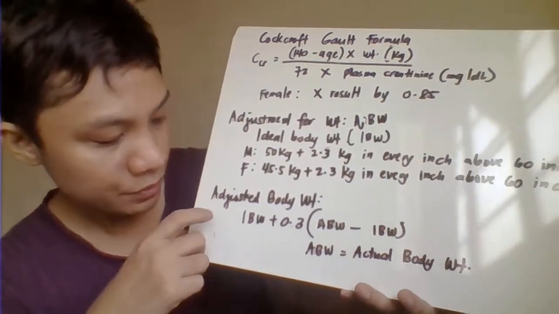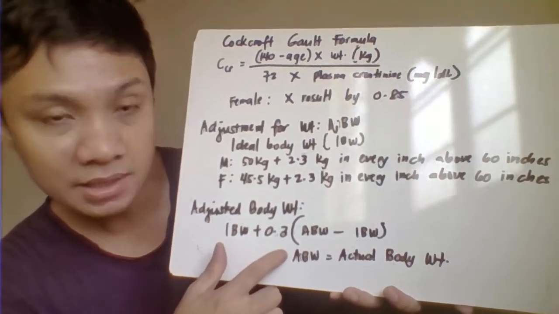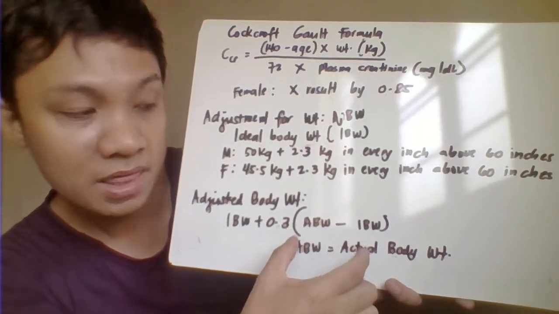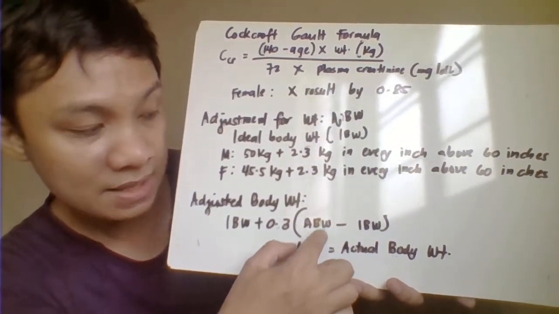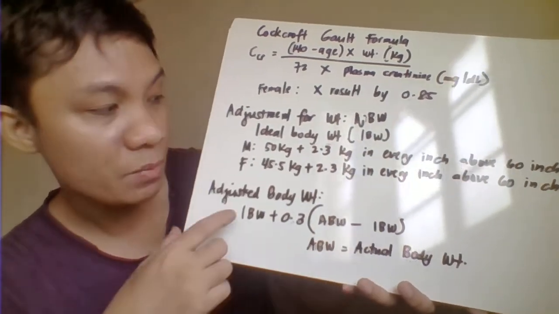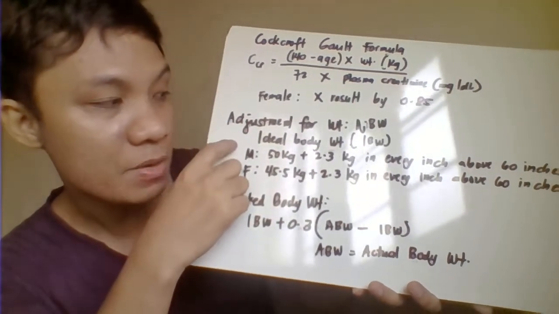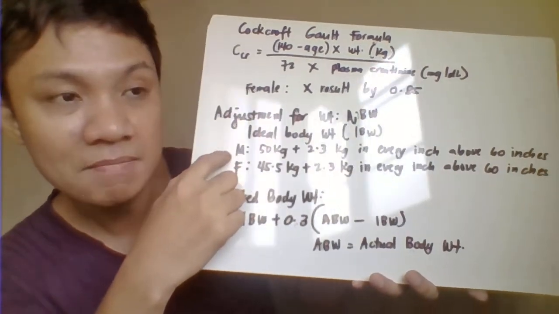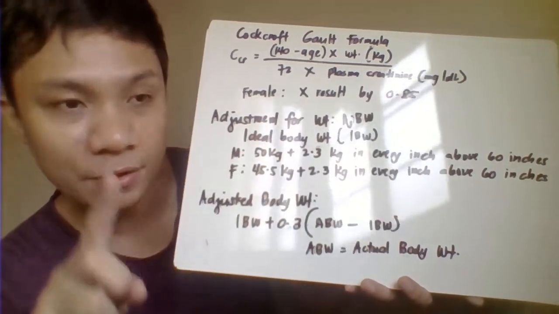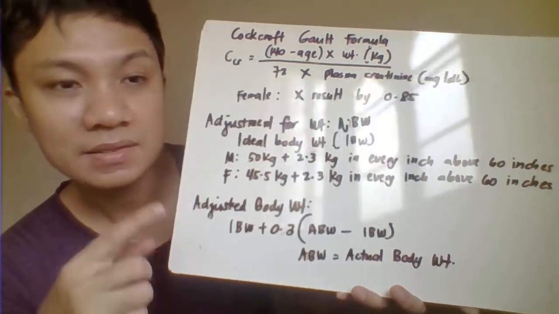So we have the formula for adjusted body weight. We have ideal body weight plus 0.3, multiplied by the difference of your actual body weight or yung weight niya currently, minus the ideal body weight. But first, we need to obtain here the ideal body weight. Ideal body weight for the male is 50 kg, then mag-a-add ka ng 2.3 kg in every 1 inch higher than 60 inches.